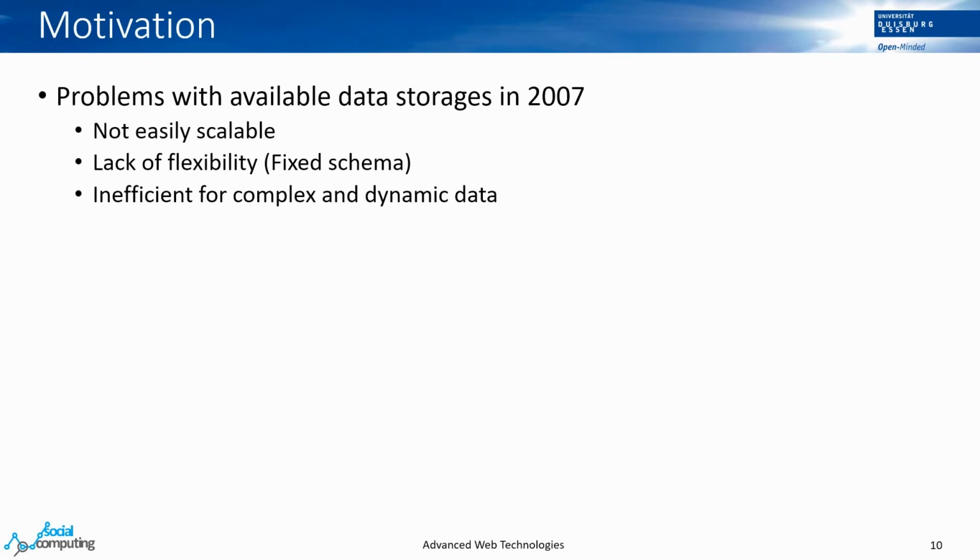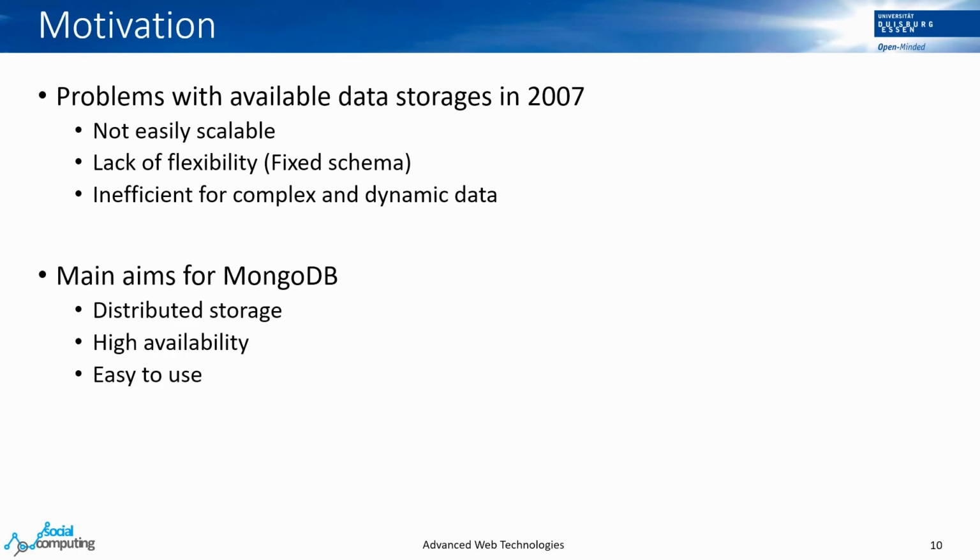What was the motivation behind developing this solution? In 2007, when the company was facing the problem of a large amount of data, they saw that the database they were using was not easily scalable, and it was not flexible enough to store the variety of data that they were receiving, and it was not efficient at storing complex and dynamic data. So these are the problems that they were facing, which led to the development of MongoDB.